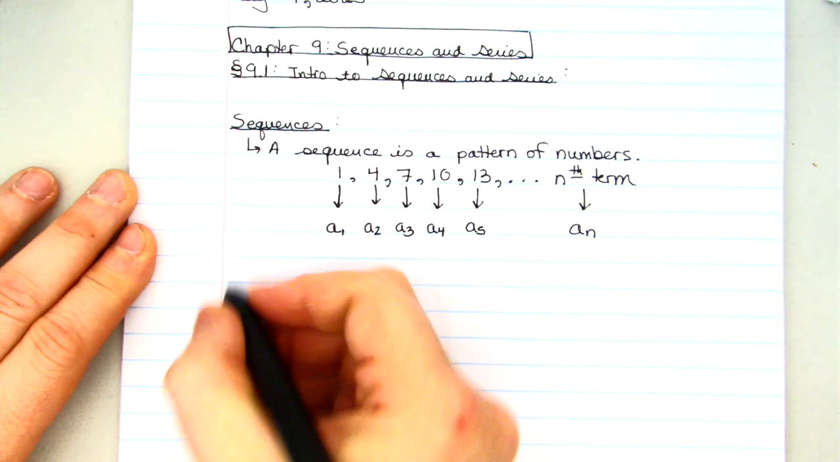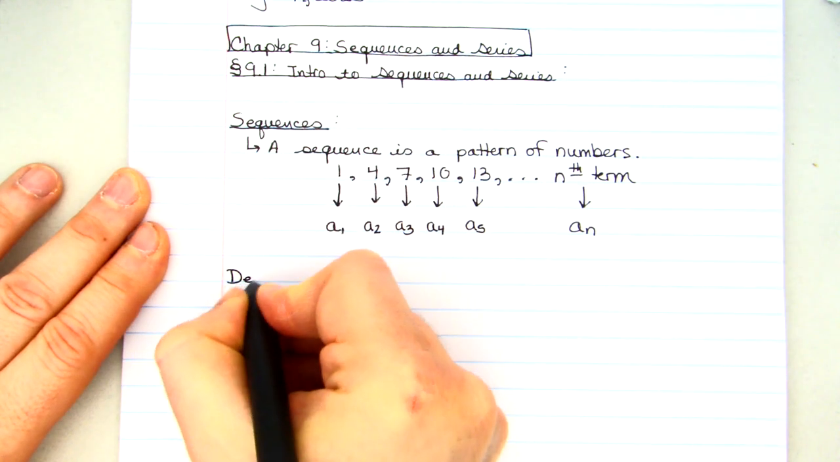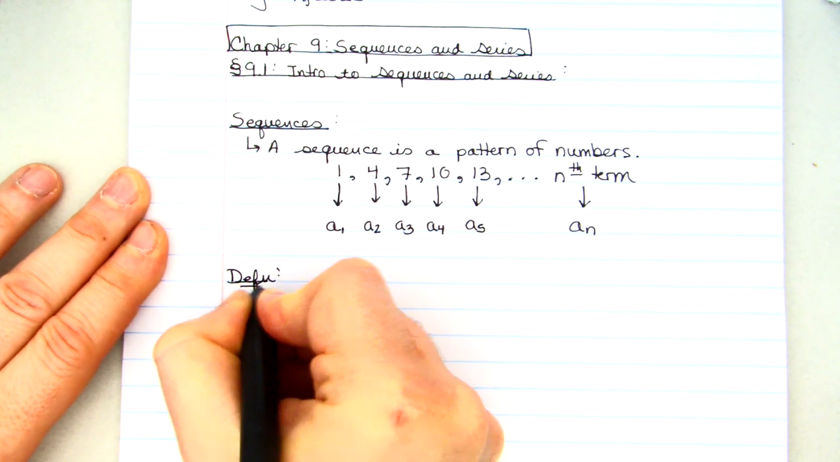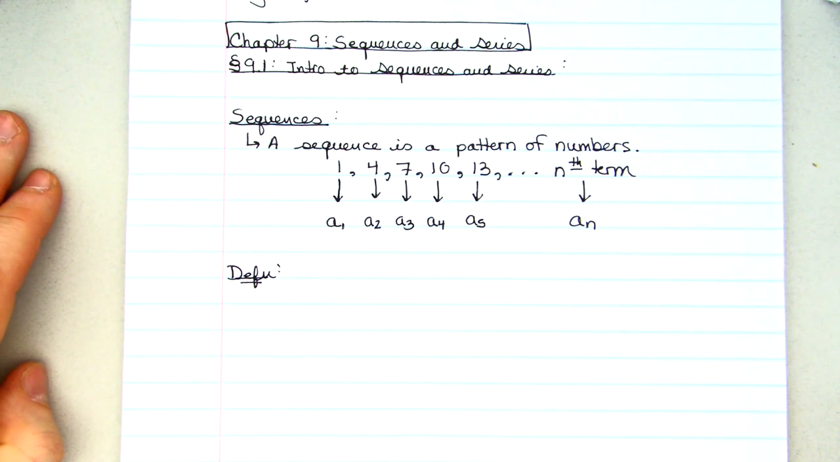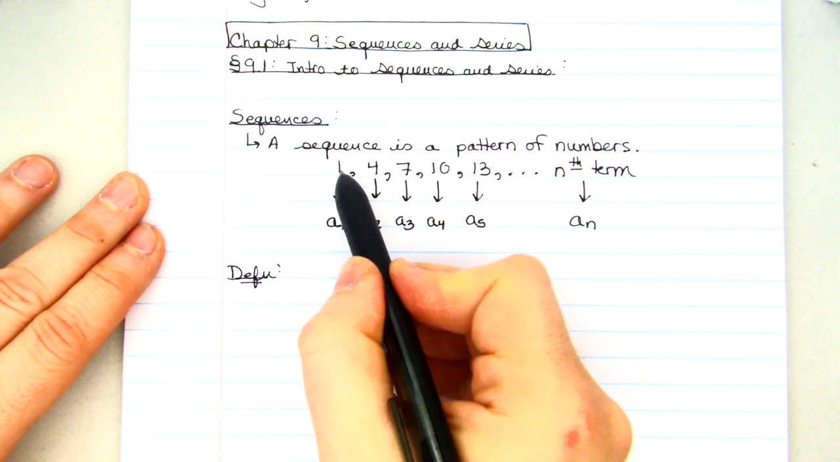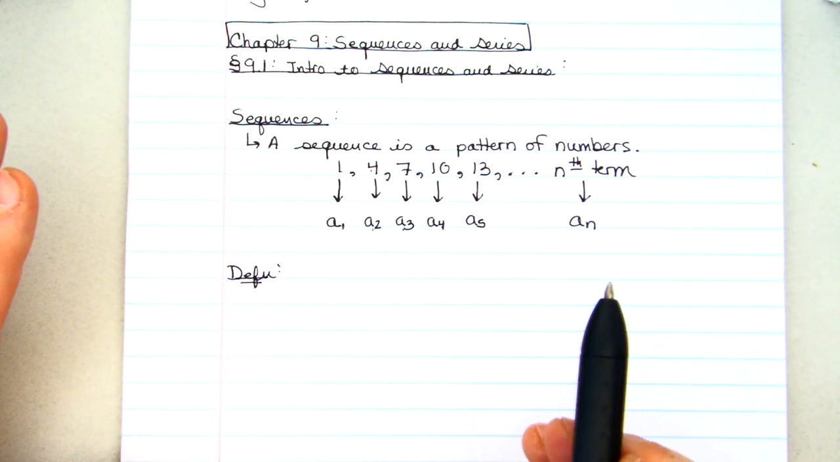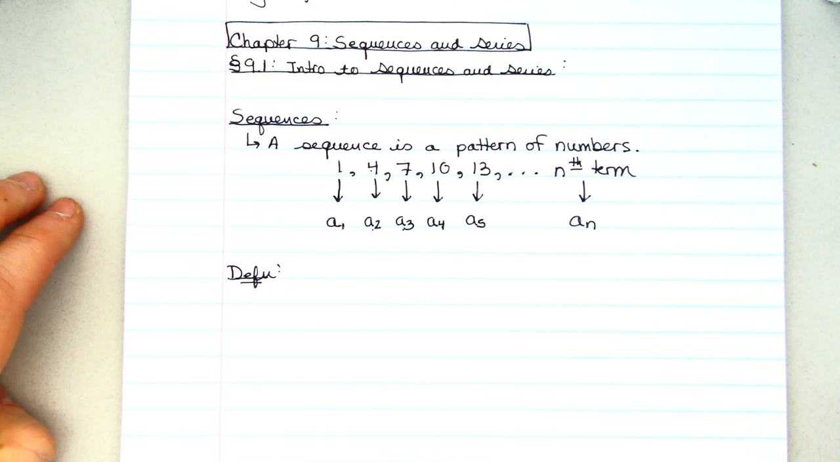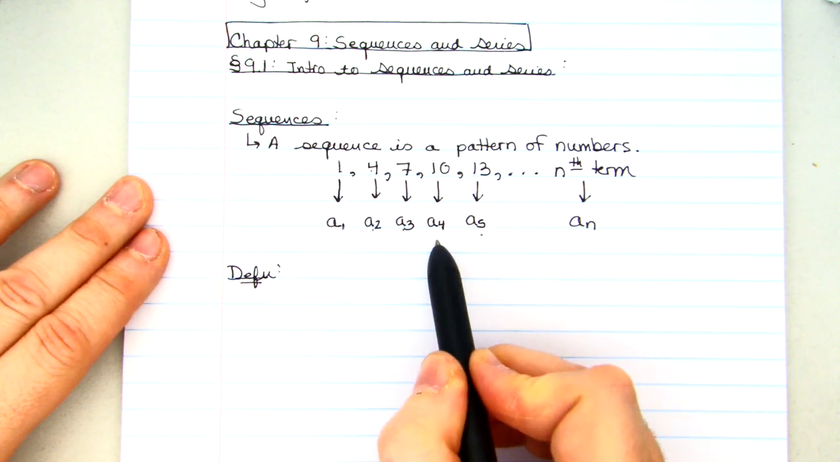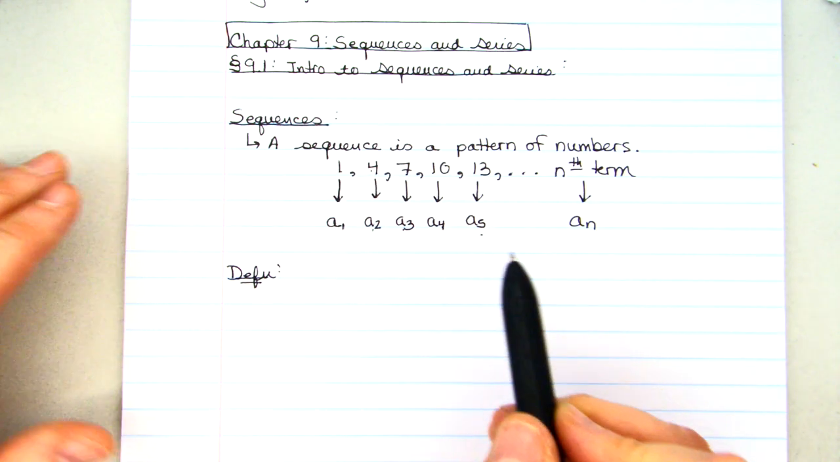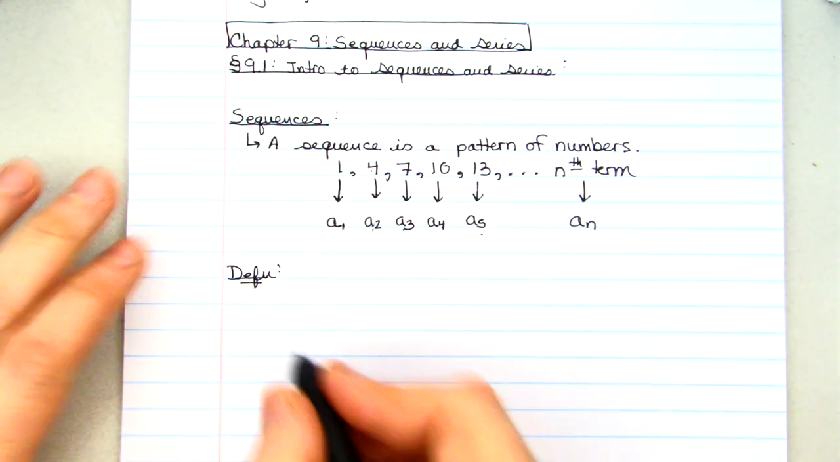Let me give you the true definition, though, of a sequence. A sequence is really just a function. You got an input, you got an output. You plug in 1, you get 1. You plug in 2, you get 4. You plug in 3, you get 7. Plug in 4, you get 10, and so on. But the domain of a sequence is the set of positive integers. We can have a second term, a fifth term, but we can't have a 4.5 term. That's not going to make any sense.